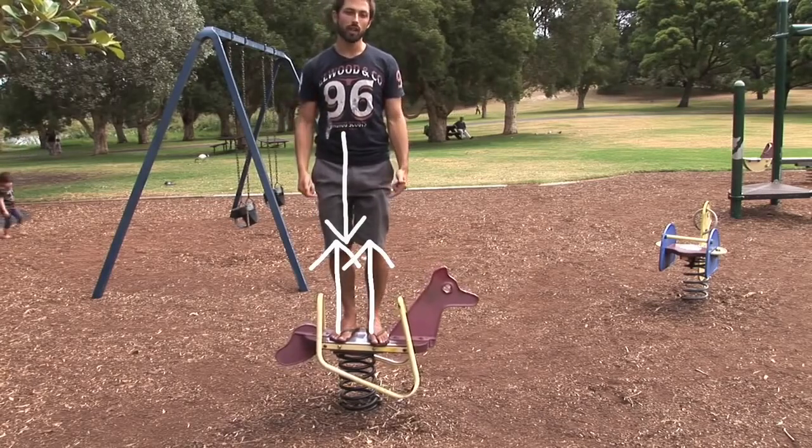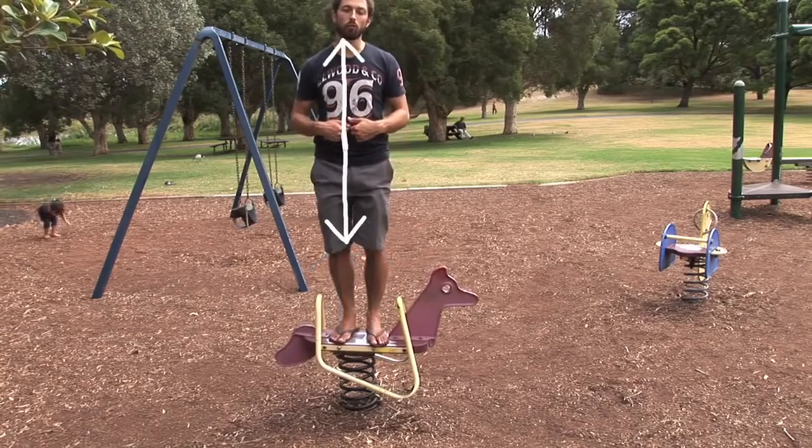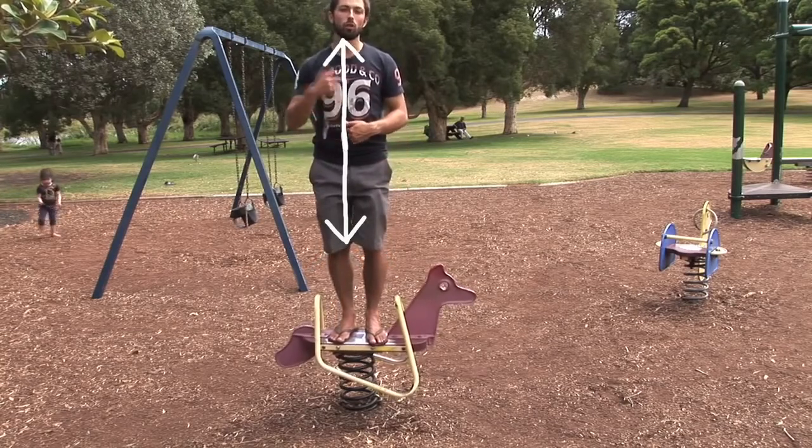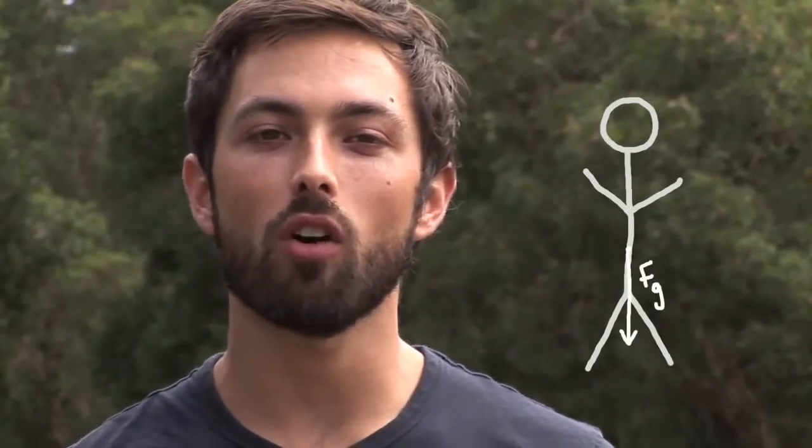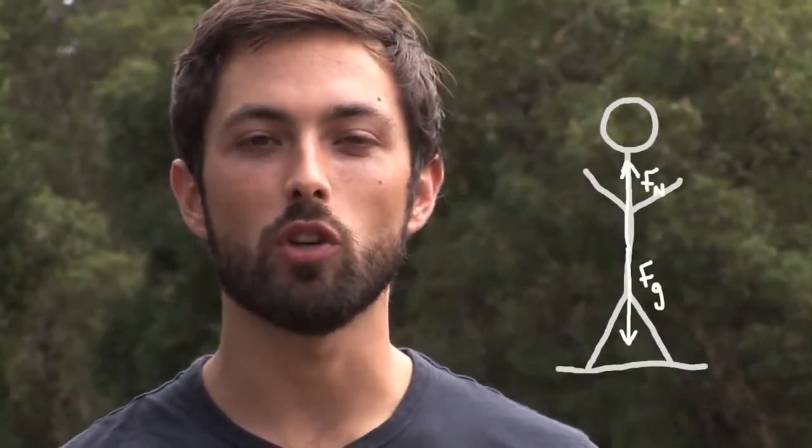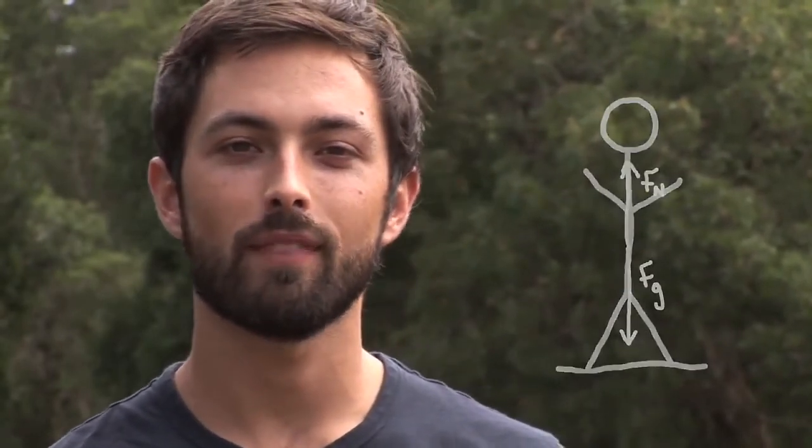For simplicity, we draw all forces acting through the center of mass of an object. So even though the force is acting on my feet, I can draw that force upwards as acting through my center of mass. So there are really only two main forces on you: the force of gravity downwards and something we call the normal force, which pushes you back up. The reason we call it the normal force is because the word normal means perpendicular, and the force is perpendicular to the surface that you're standing on.